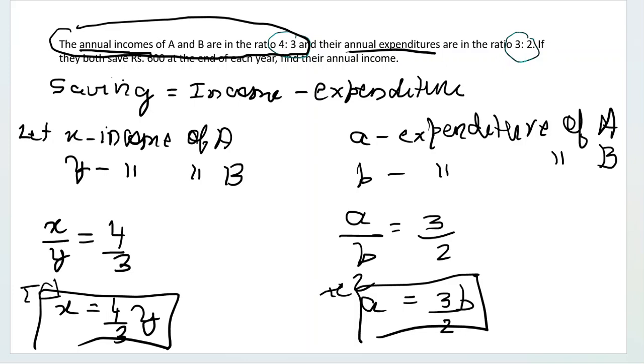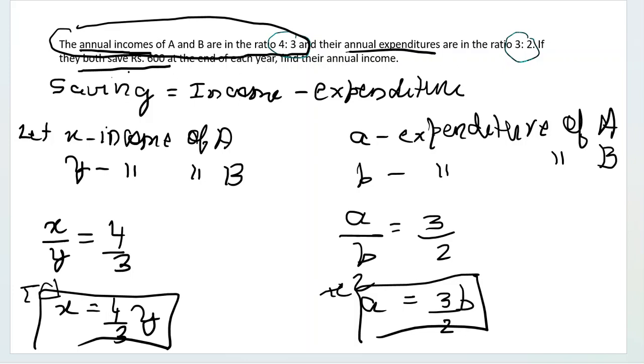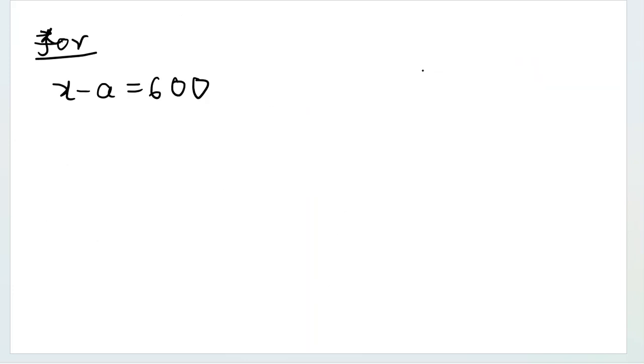Now it is said that both save rupees 600. That means what? The income of A is X, minus the expenditure of A, which is A. This amount is 600. Also, it is observed that the savings of both is rupees 600. So that is for A. Now we do for B.